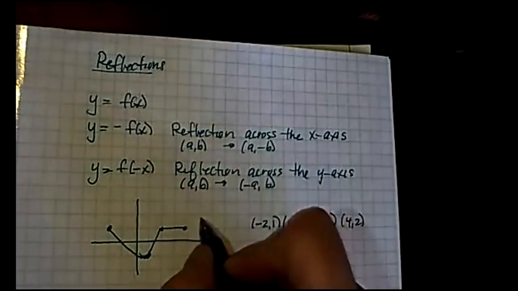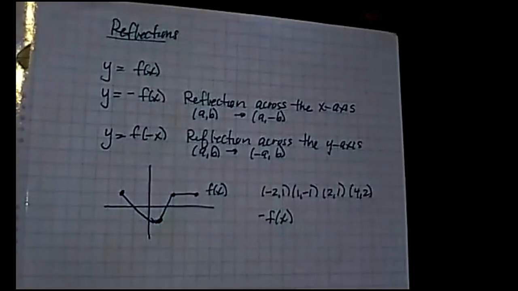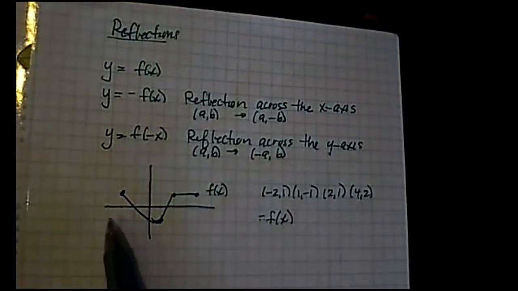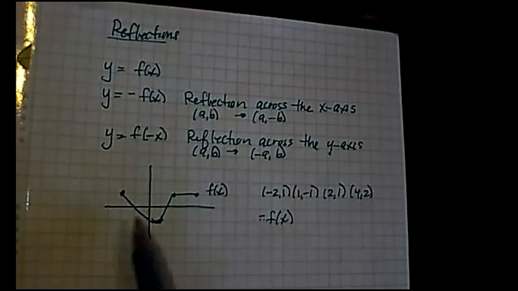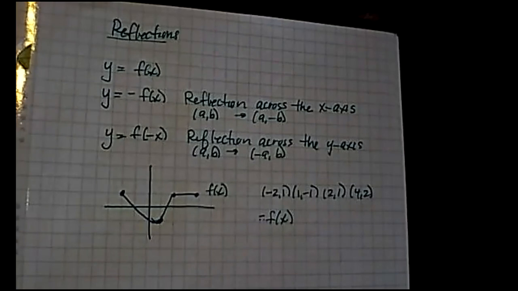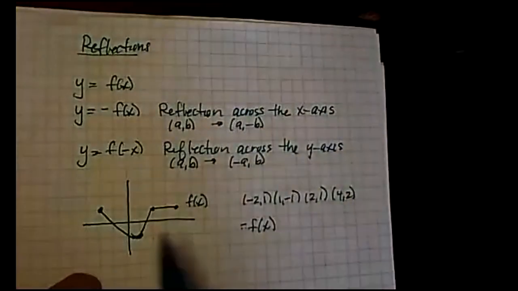So I'm saying this is f of x. That's what this is. So what would this be? What would it look like? Well, this means it's a reflection over the x. So here's the x. So these are all going to reflect over the x-axis, and that's what the new graph would look like.